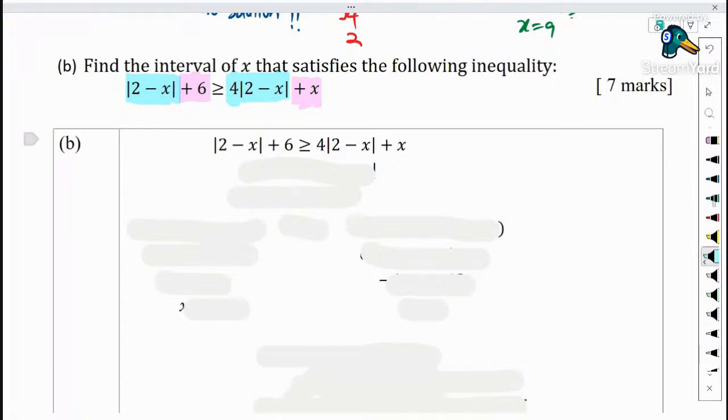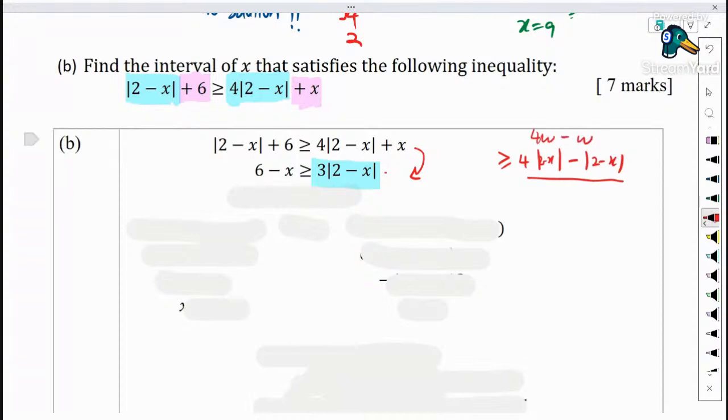So now, in the next line, I rearrange the terms highlighted in blue to the right hand side and simplify them. Let me explain in detail how this answer is obtained. I have 4 modulus 2 minus x minus modulus 2 minus x. So this item here is 4w minus w. The result is 3w, which is 3 modulus 2 minus x. On the right, you will have the positive 6. Rearrange this one, minus x.